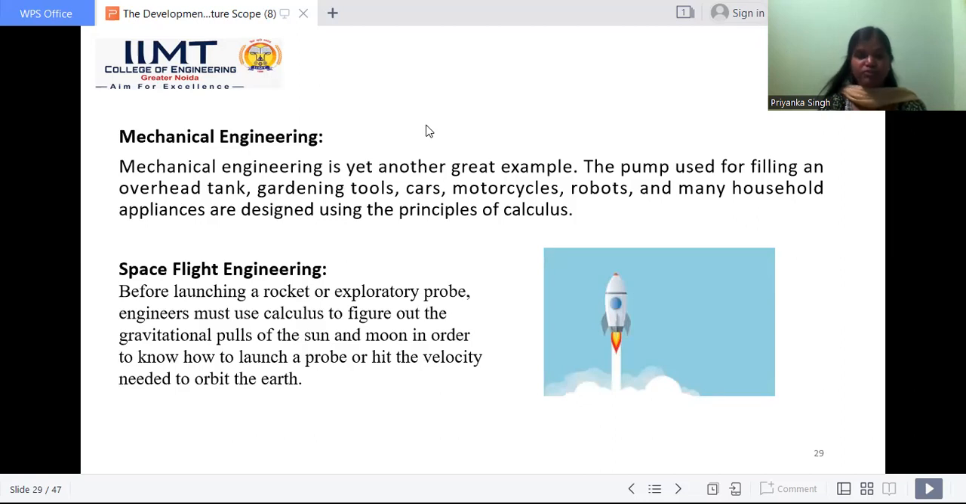The pump used for filling an overhead tank, gardening tools, cars, motorcycles, robots, and many household appliances are designed using the principles of calculus. Spaceflight engineering, before launching a rocket or exploratory probe, engineers must use calculus to figure out the gravitational pulls of the sun and moon in order to know how to launch a probe or hit the velocity needed to orbit the earth.